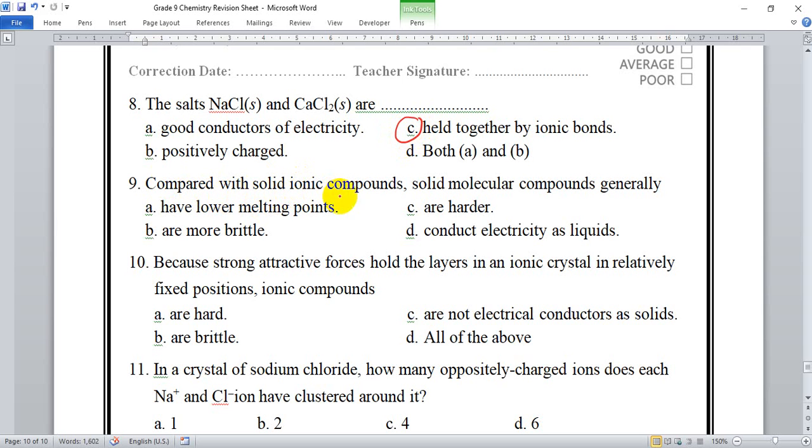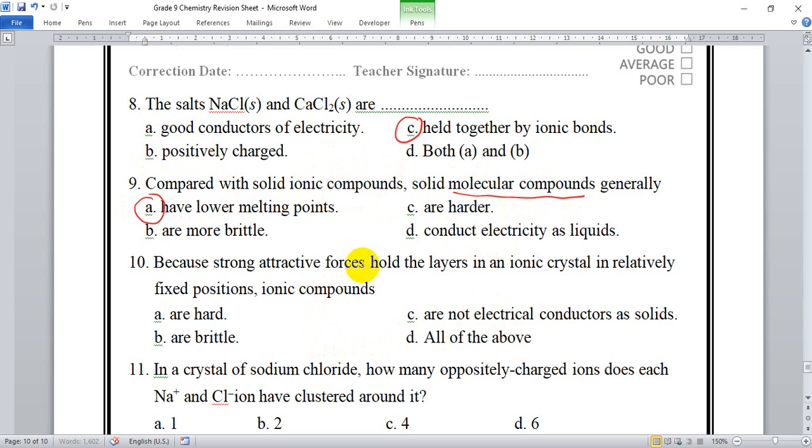Compared with solid ionic compounds, solid molecular compounds generally have lower melting points, or are more brittle, or are harder, or conduct electricity as liquids. Solid molecular compounds, with respect to ionic compounds, have weaker forces, so they have lower melting points.